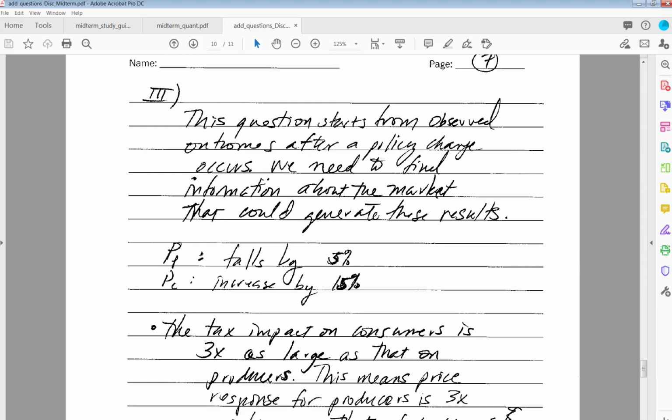The question starts from the observed outcomes, after a policy change occurs. The other questions we've had say, here's the policy, tell us about the changes. This one says, here are the changes we saw. What do you now know about a market? So one of the ways we learn about markets is to observe pre and post policy effects.